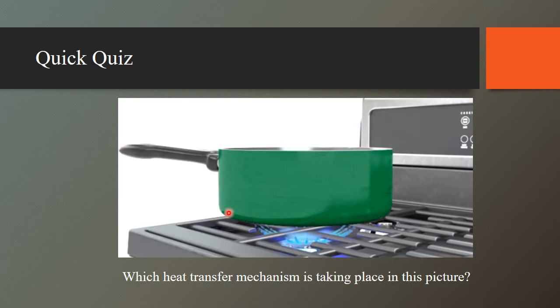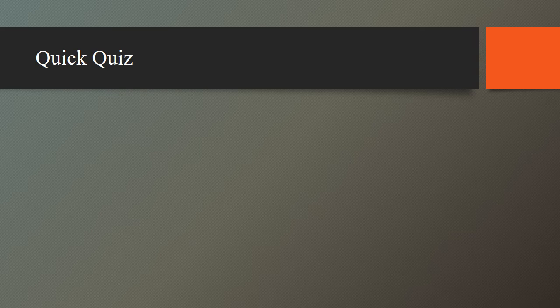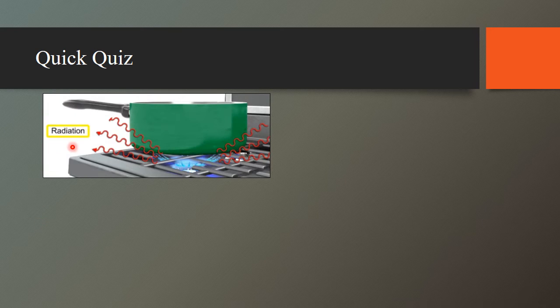A quick quiz. To assess what we have learned so far, can you tell which heat transfer mechanism is taking place in this picture? Let's try to find out the answer to this question. Radiation is one of the transfer processes taking place. Heat from this stove will transfer without the presence of solid, liquid, or a gas. That is radiation.